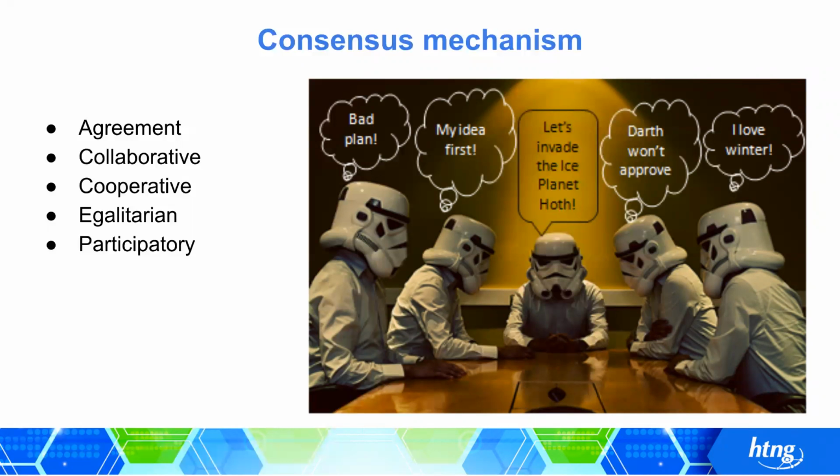Next point, egalitarian. Each and every vote has an equal rate. We don't have any priority for some participants. Every vote is absolutely equal. Also, we can talk about participatory, where everyone should actively participate in the overall process and support the network.